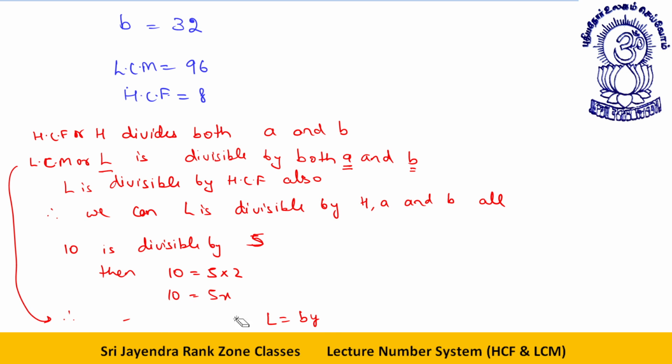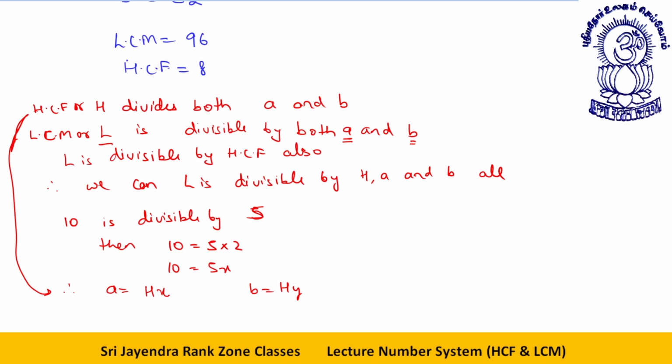Students, I would explain it to you by a different method. Let's say HCF divides both A and B. Let's start with this. HCF divides both A and B. Then I can say A is divisible by H. So I can say A is equal to HX. B is equal to HY.